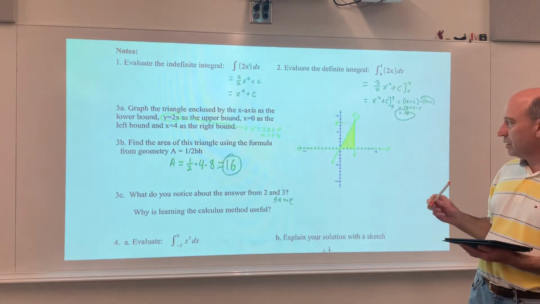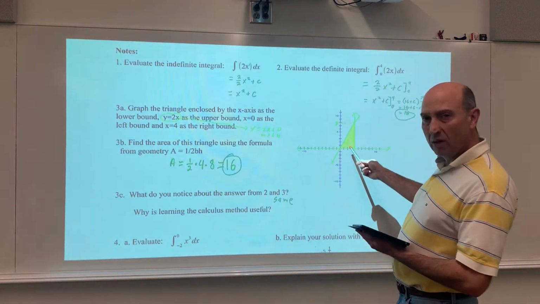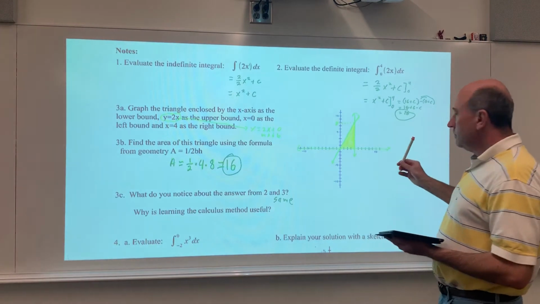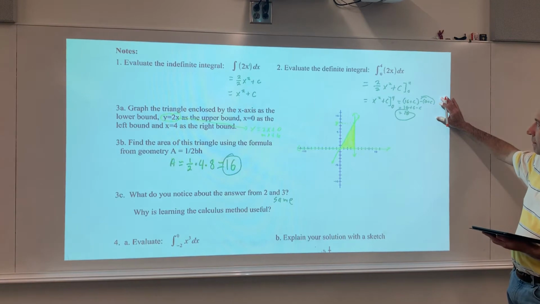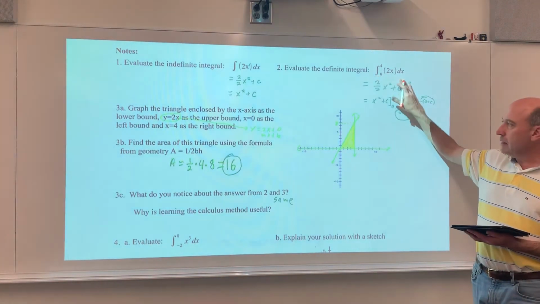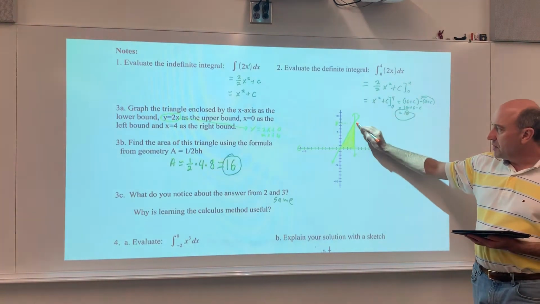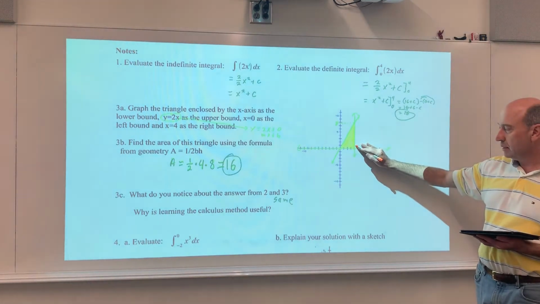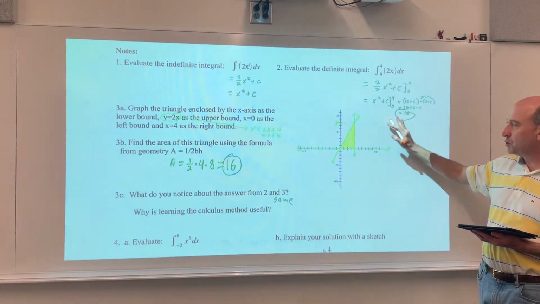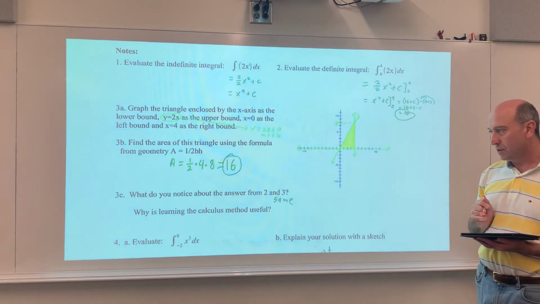Why is learning this calculus method useful? I don't know. Let me think about this one. Okay. Now, this gave us the area of a triangle. This top bound is straight. Everything is straight. So the calculus method wasn't needed for this problem because the bounds were all straight lines.